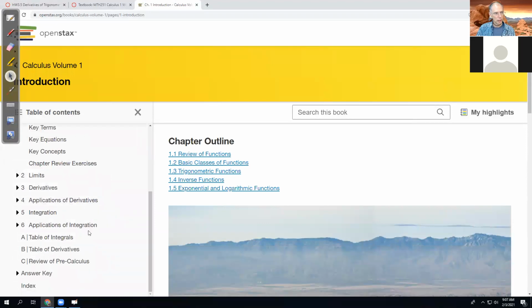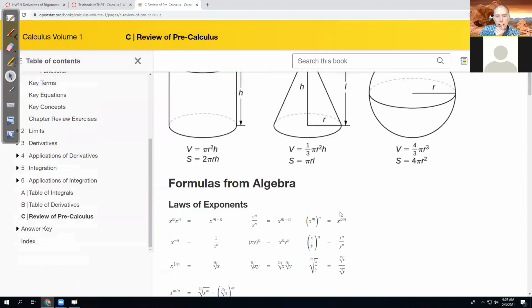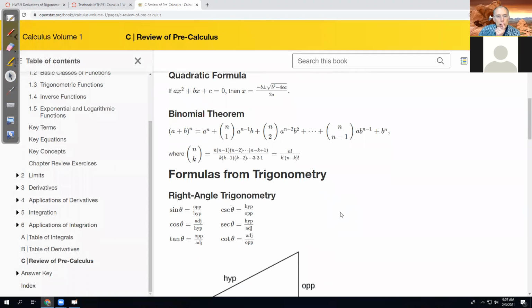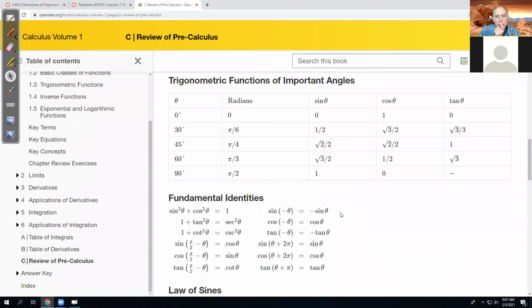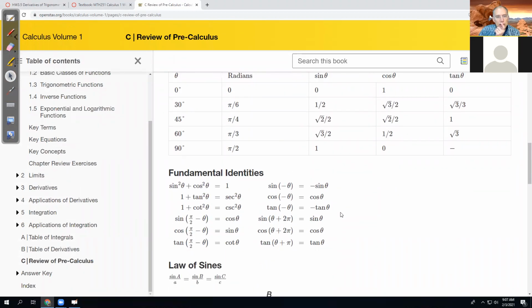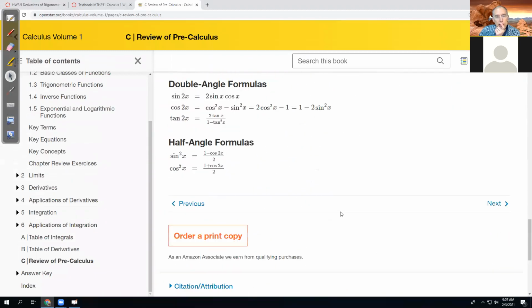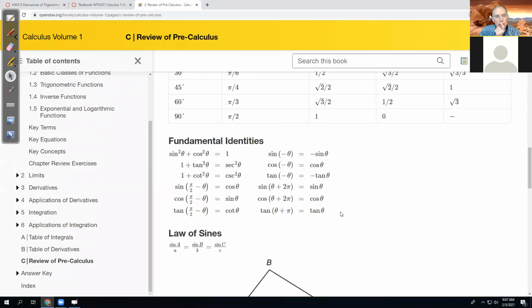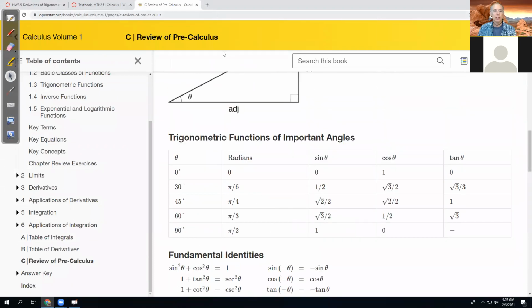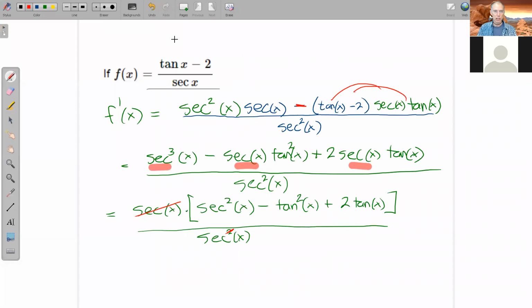And so in the appendix, a review of pre-calculus, they have trig identities, and I want the Pythagorean identity. I should have it here somewhere. They don't have it. Okay, so we'll have to derive it, or just look it up. Sine, cosine, might as well derive it. Good practice for you guys.